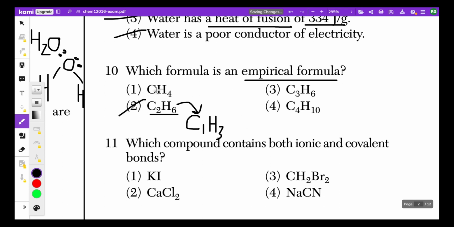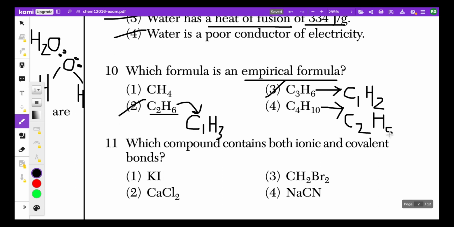Because this formula can be simplified, it's not an empirical formula. So the question is basically asking you, which formula is in its simplest form? Which formula do you not need to simplify? In this case, we can simplify answer choice number 3, right? They both share a common factor of 3 in the formula, so you can simplify this into C1H2. So this wouldn't be it, because you can still simplify this formula. Can you simplify this formula? Sure you can. They share a common factor of 2.